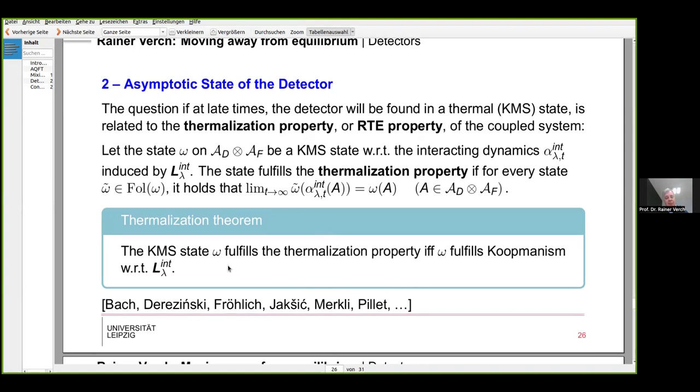And there is, again, a very interesting, far-reaching theory, the thermalization theory, as we have called it; maybe it's known under a different name in the literature. The KMS state omega fulfills the thermalization property if and only if omega fulfills complete passivity with respect to the interacting Liouvillean. There is a lot of work in the literature on this matter by several people, also in various combinations. We give full detailed references in our paper.